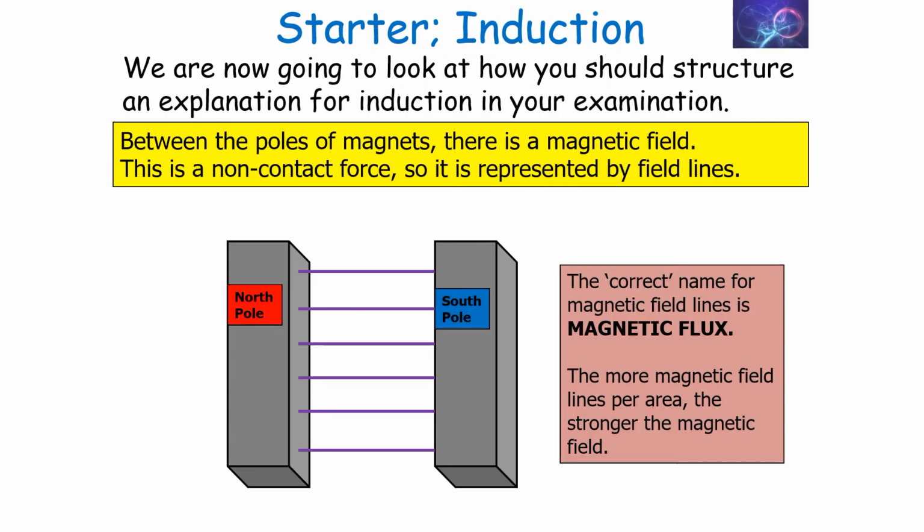So we're now going to look at how you should structure an explanation for induction in your examination. Between the poles of a permanent magnet there is a magnetic field. Because this is a non-contact force, it is represented by field lines. The correct name we give in physics for magnetic field lines is magnetic flux. The more magnetic field lines per area, the stronger the magnetic field.